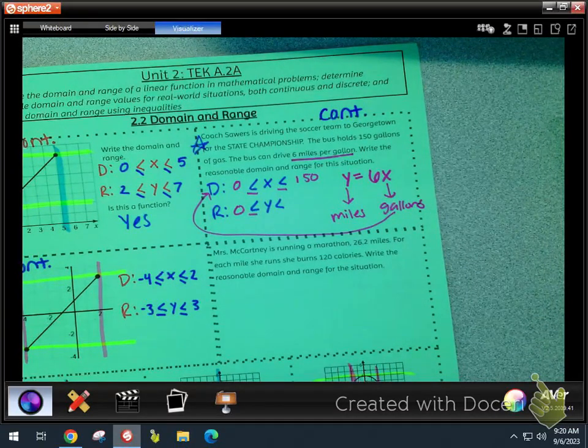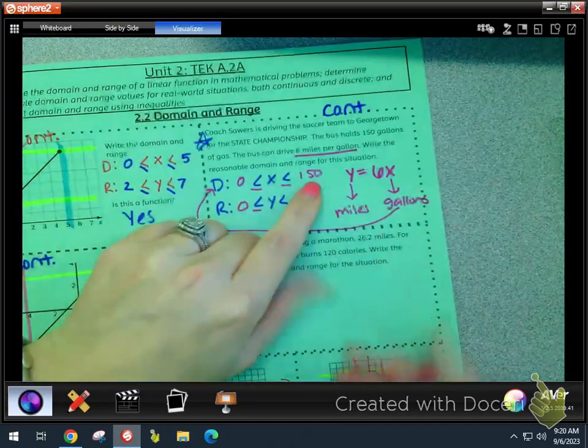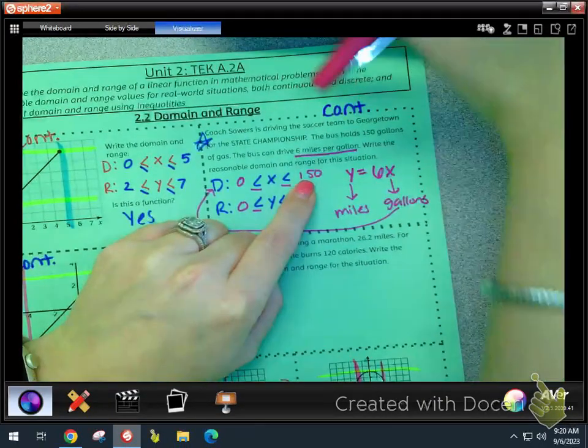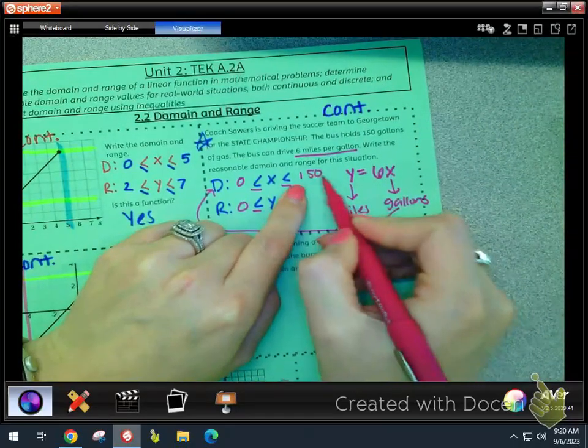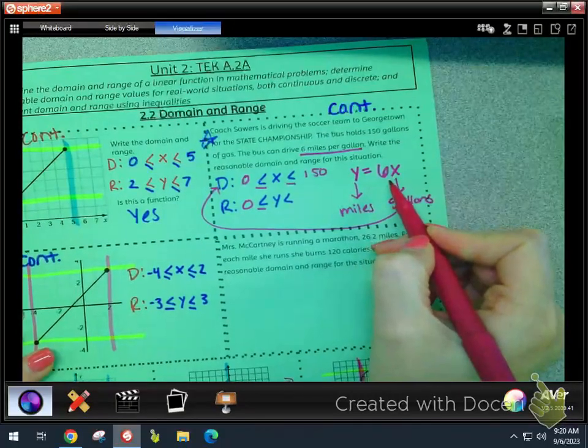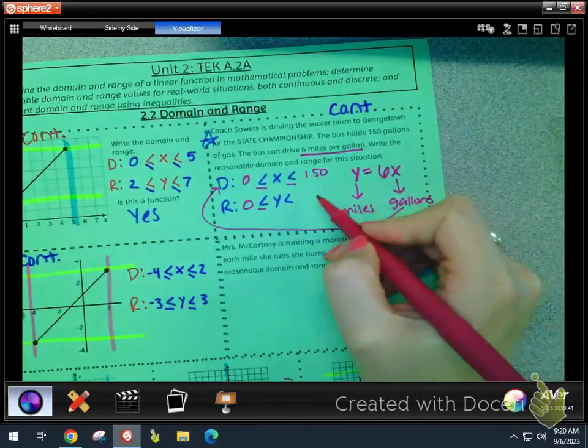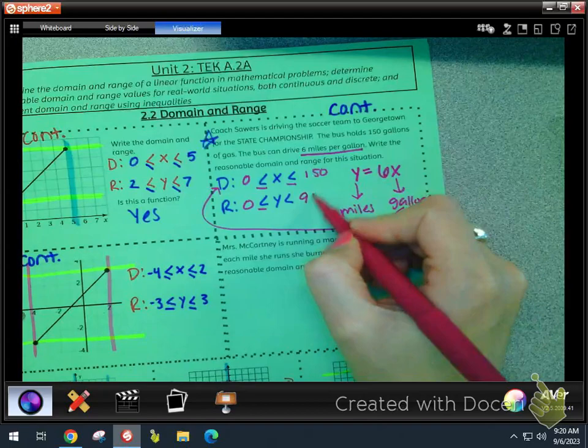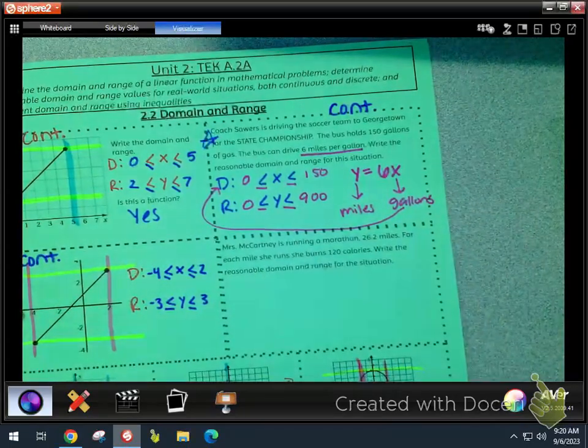Because I multiplied. Talk loudly. Because I multiplied it. Multiplied what? 6 times 150. Okay, so he said, all right, if we have all these gallons of gas, we can go 6 miles per that. So we multiplied 6 times 150, and that was 900. So this says we can drive anywhere from 0 to 900.